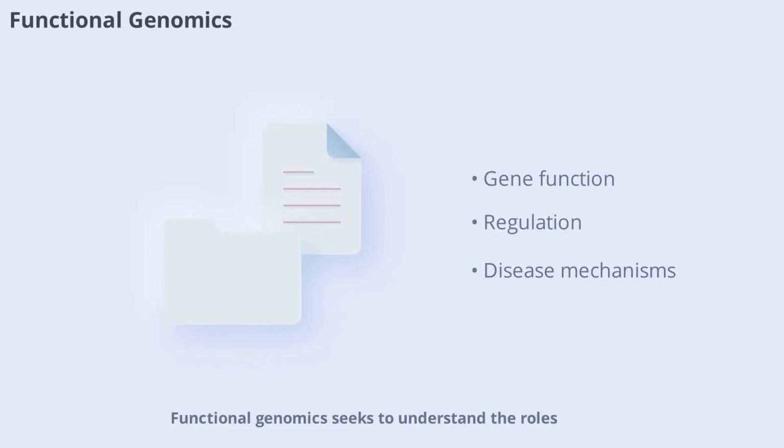Functional genomics seeks to understand the roles of genes and other elements in the genome. By interpreting how genes interact and are regulated, scientists can uncover the mechanisms underlying health and disease. This knowledge is crucial for developing new diagnostics and therapies.